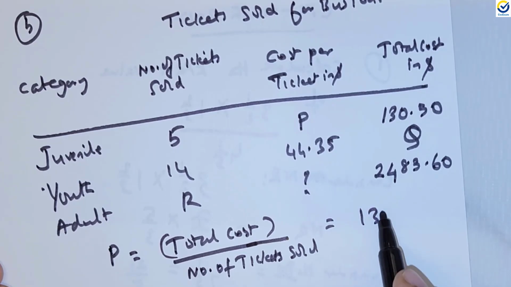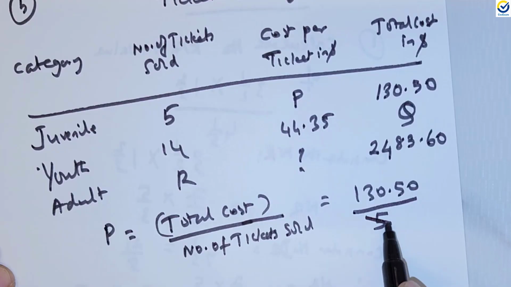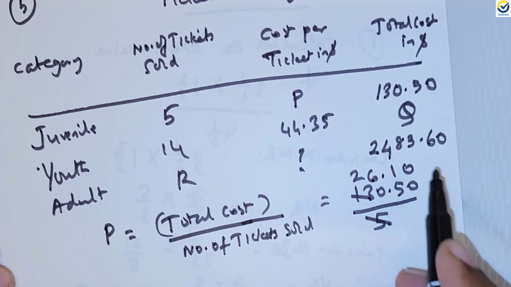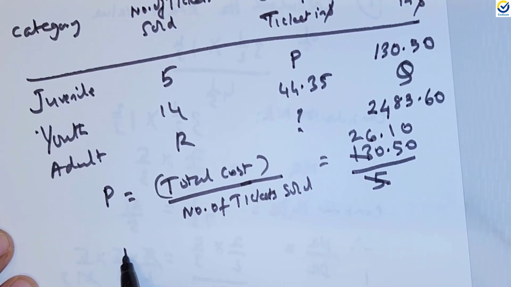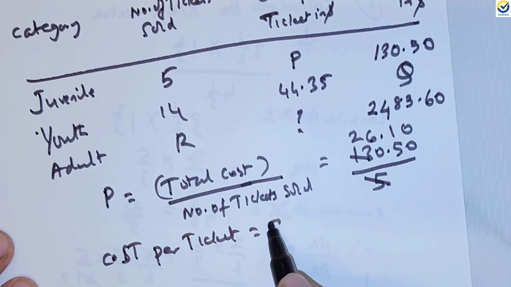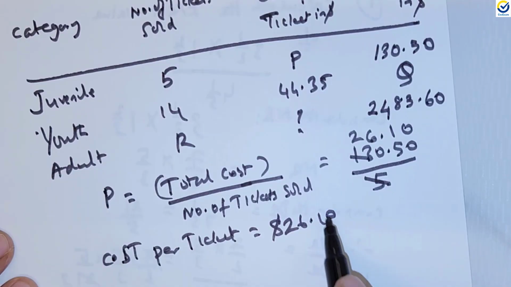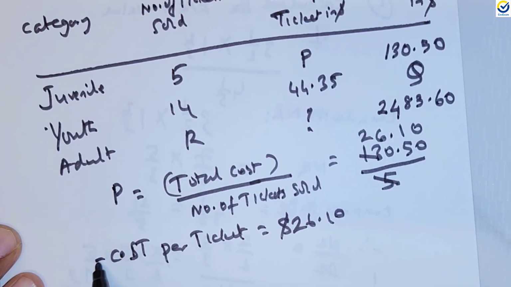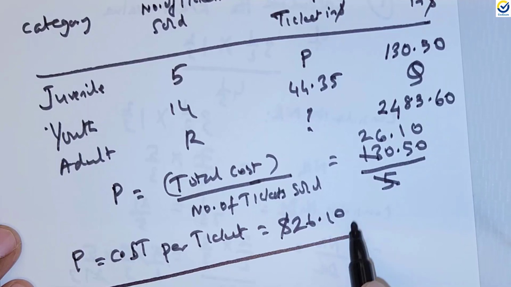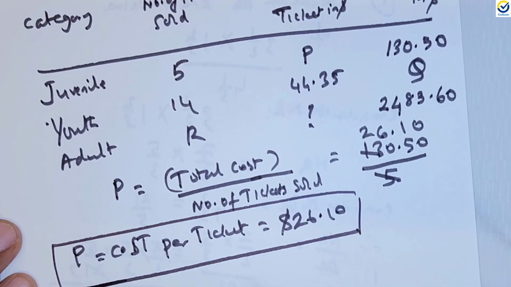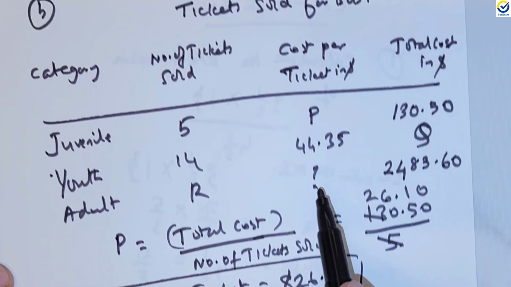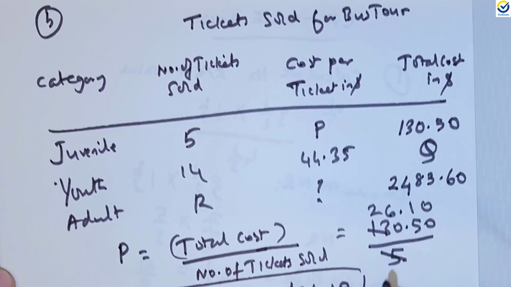So the total cost is 130.50. The number of tickets sold is 5. So 5 divides here 10 times, 6 times, 1 times, 0. So therefore the cost per ticket is $26.10. This is also P, so you can box that result. Now we are asked to get the value for Q, which is the total cost.